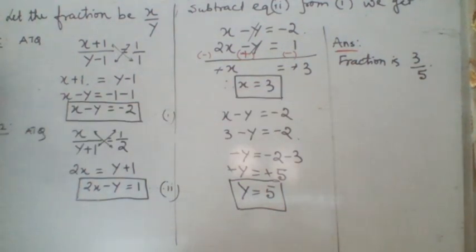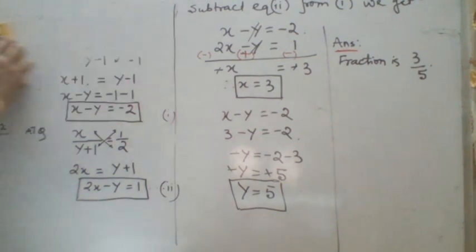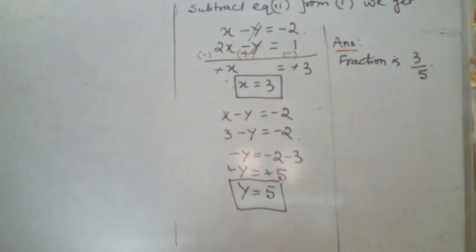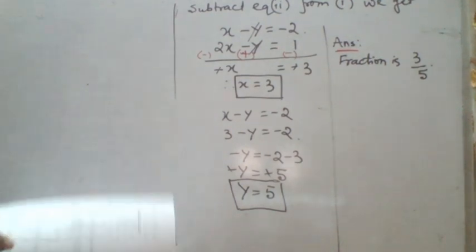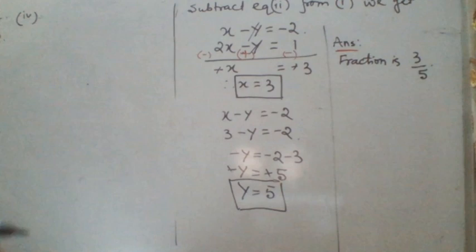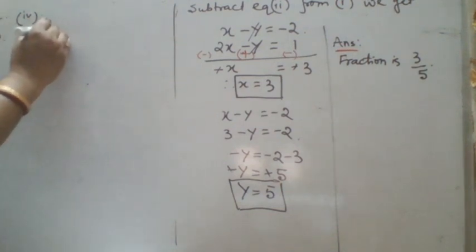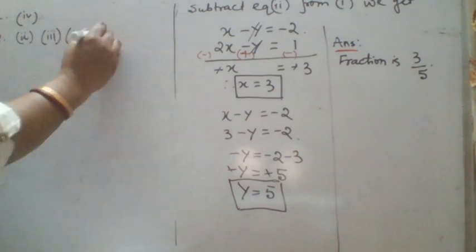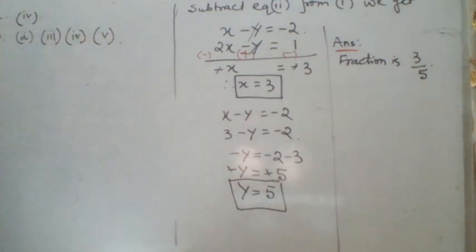Few questions for your homework will be from this exercise only. Exercise 3.4, just now I have discussed with you question number 1. I have done the first, second and third parts and I will ask you to do the fourth part. Exercise 3.4, question number 1, fourth part, and question number 2. I have done the first part with you and this is second, third, fourth and fifth part. This will be your homework.